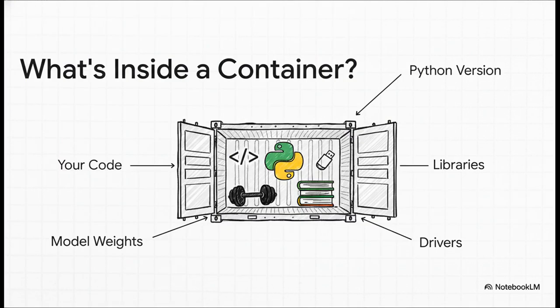So what's actually in this magic box? Well, everything your model needs to run perfectly. We're talking your Python code, the trained model weights, the exact version of Python you used, and every single library from your requirements file. It's a complete, isolated little world for your app. This ensures that the classic excuse, "but it works on my machine," becomes a thing of the past.